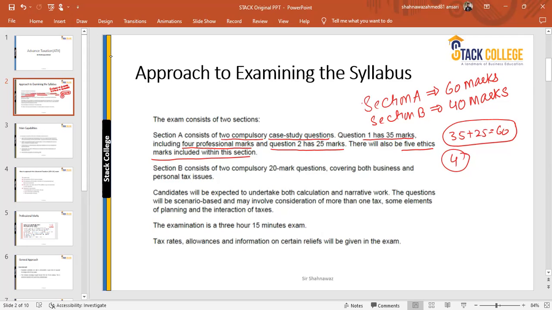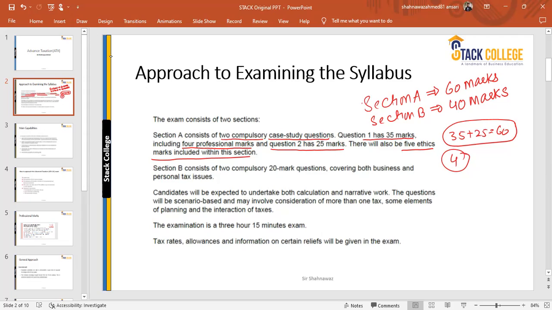Now there is a change in the professional papers, but in ATX we still have the same, and there are no 20 professional marks now in ATX. That will be applicable from 2023. So the approach is the same as with the previous exam.